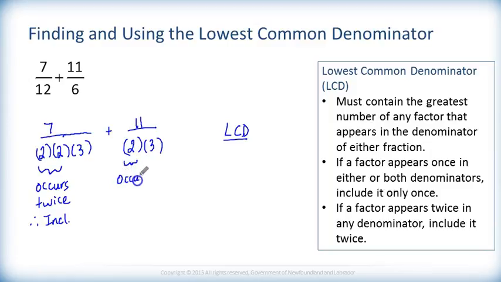So it only occurs once here, but twice in the other, so include it twice. So our LCD consists of a 2 and another 2. Now the 3 only occurs once here and only occurs once here, so we only need to include it once in our LCD. So 2 times 2 times 3 is 12 for our LCD.